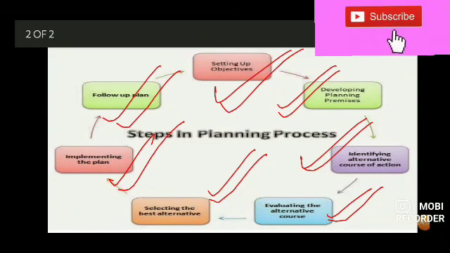I just hope this entire process of planning is clear to you all. Really small topic, really easy topic, but it can frame a lot of questions from this. So I hope you have understood.